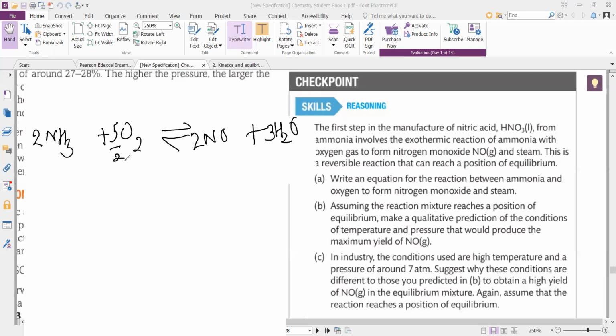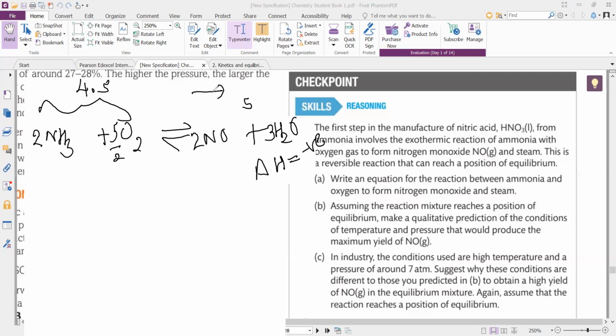Right. Predict the conditions of temperature and pressure that would produce maximum yield of NO. They say this reaction is exothermic. So to get the maximum yield, use lower temperature and low pressure. Why? This side has 4.5 and this side has 5, so use low pressure. Low pressure and low temperature.